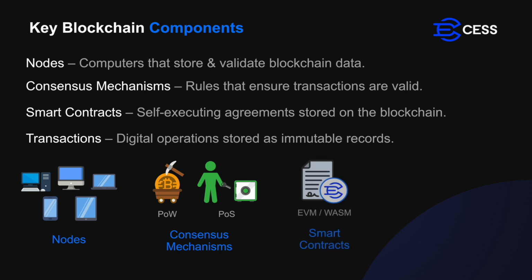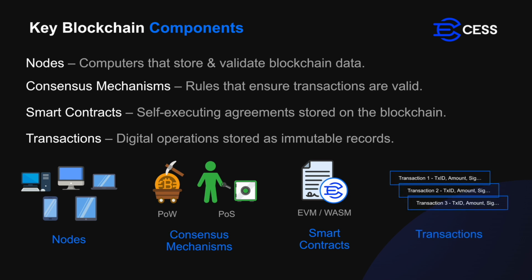Next, we have smart contracts. Smart contracts are self executing agreements that run on the blockchain. Unlike traditional contracts, which require a middleman like a bank or lawyer, smart contracts automatically execute when predefined conditions are met. For example, in a decentralized crowdfunding platform, a smart contract could automatically release funds to a project once a funding goal is reached.